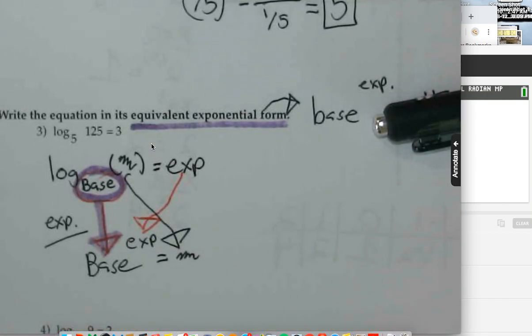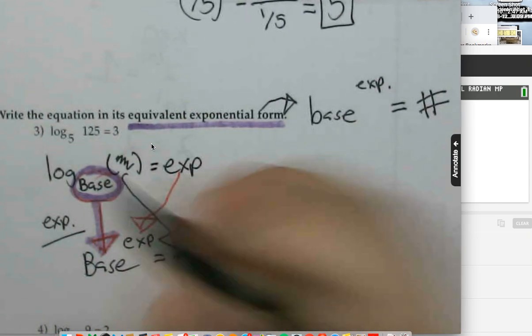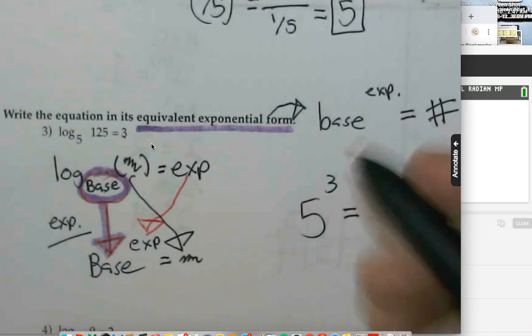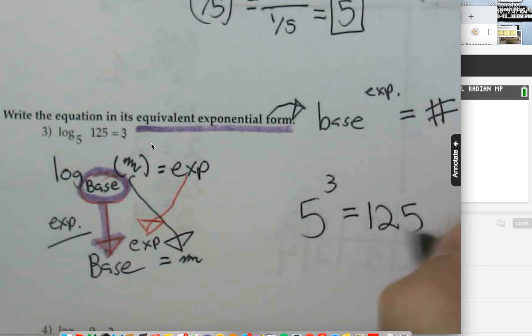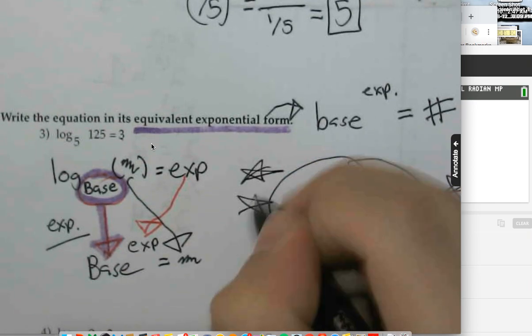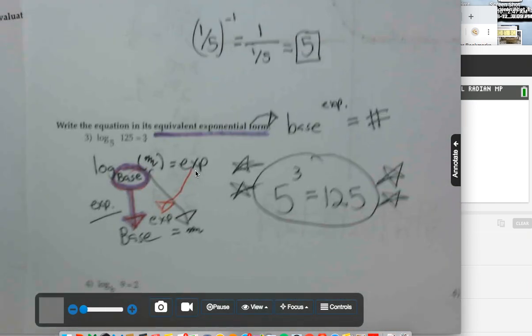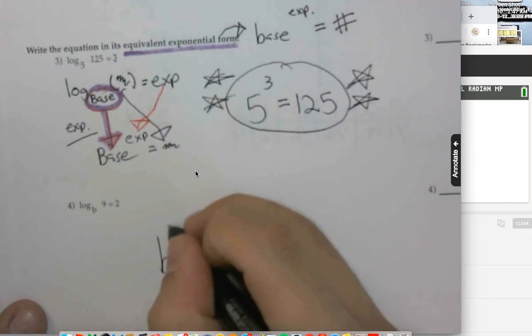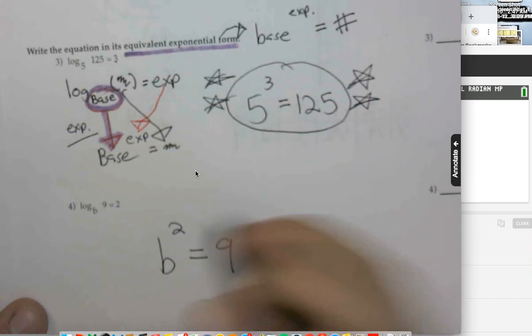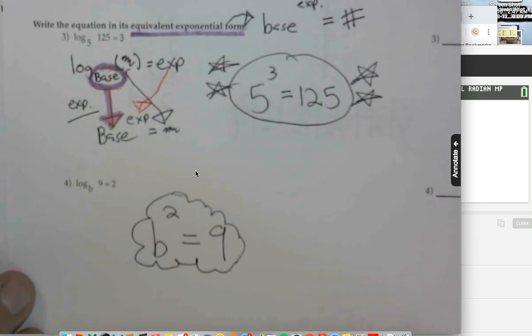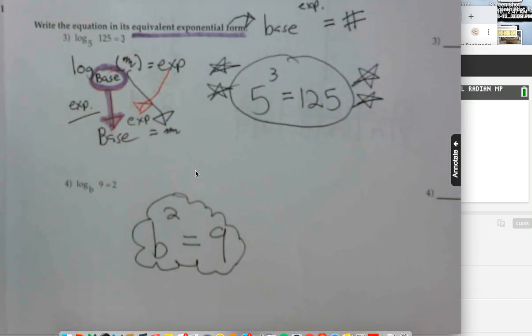In this case, going to exponential form, we have our base of 5, our exponent's 3. This is supposed to be equal to whatever's in parentheses, which is 125. So your final answer would be this right here. If we take this further, same song and dance, our base is b, our exponent's 2. This is equal to 9. Although you could assume that b is going to be 3, there's no need because you're just going to exponential form. You don't have to solve anything necessarily for a variable. So that's what you need.